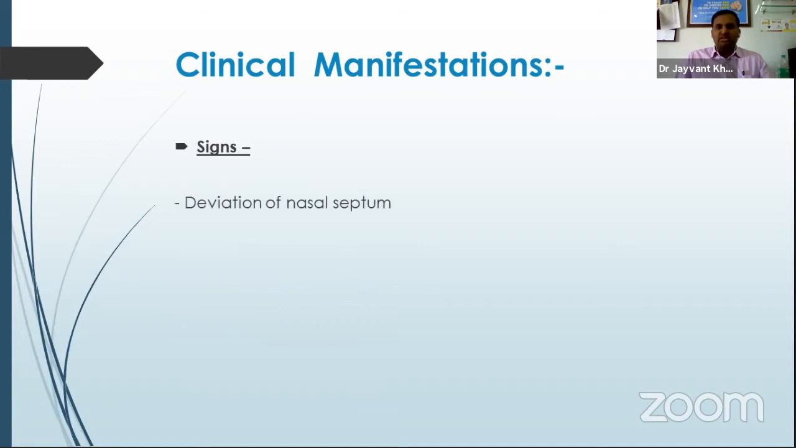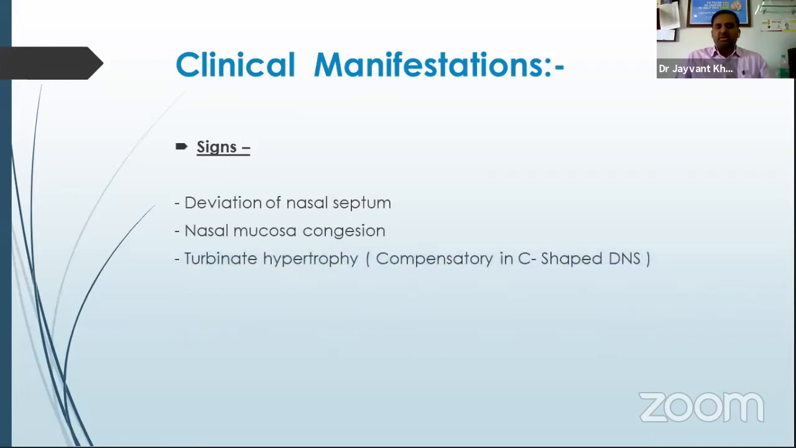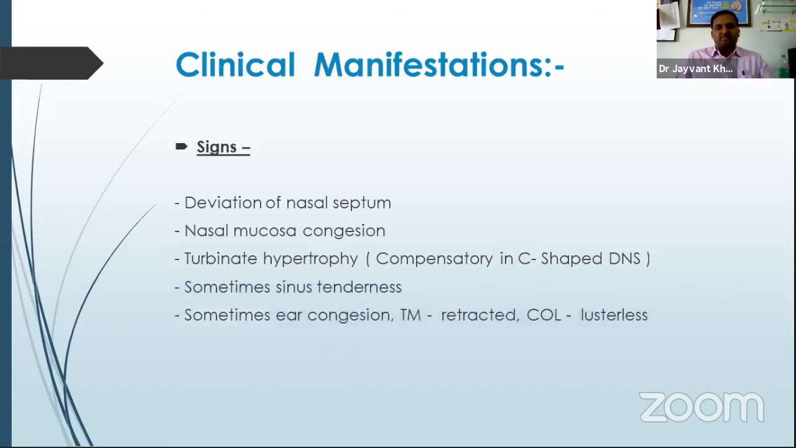What are the signs? Deviated nasal septum, nasal mucosa congestion, turbinate hypertrophy, especially in C-shaped deviation, there is compensatory turbinate hypertrophy, sometimes sinus tenderness, sometimes ear congestion, EAC congestion, tympanic membrane retracted because of negative pressure in the middle ear cavity, and cone of light lusterless.